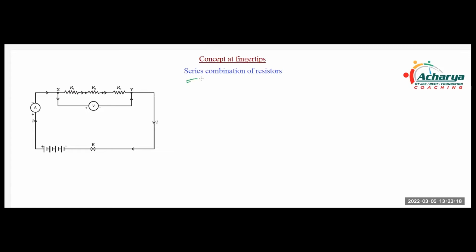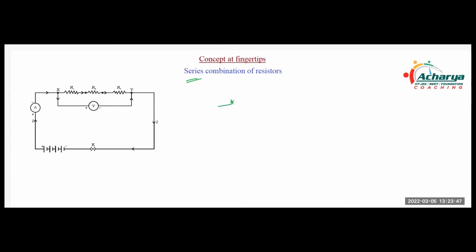So let's see series combination of resistors. There is a circuit diagram from the NCERT textbook. Here we can see the three resistors R1, R2 and R3. They are connected in series combination. How will we understand whether it is series combination? The other type of combination is parallel combination. How can we differentiate between the two? So here R1, R2 and R3.